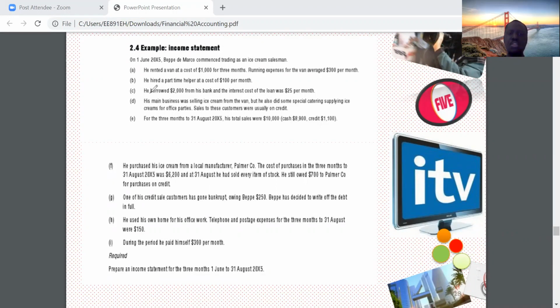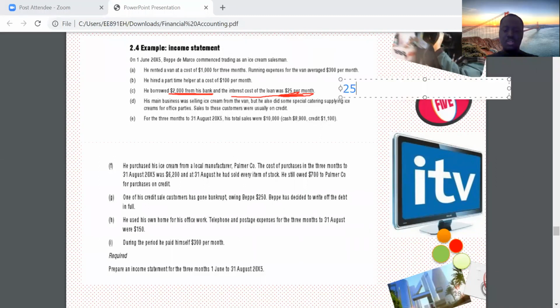Another expense we can also find if we go through this. He borrowed 2,000 from his bank. So the 2,000 is a loan, but that will go into what? The balance sheet or the statement of financial position. The interest costs of the loan, which is $25, will go into the income statement. But this $25 is 25 per month. So 25 times 3 will give us how much? 75.